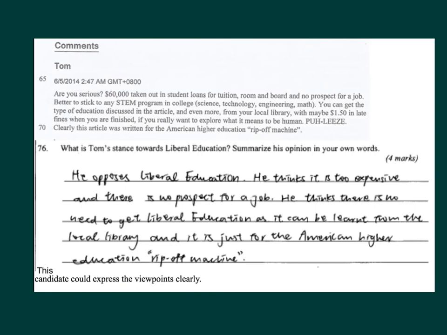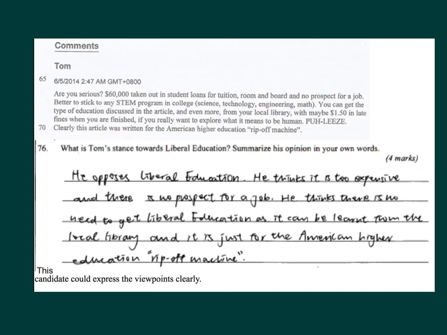Tom's comments: "Are you serious? $60,000 taken out in student loans for tuition, room, and board, and no prospect for a job. Better to stick to any STEM program in college: science, technology, engineering, maths. You can get the type of education discussed in the article, or even more, from your local library, with maybe $1.50 in late fines when you are finished. You really want to explore what it means to be human? Please, curate this article was written for the American Higher Education Readout Magazine." Q76. What is Tom's stance on liberal education? Summarize his opinion in your own words. 4 marks.